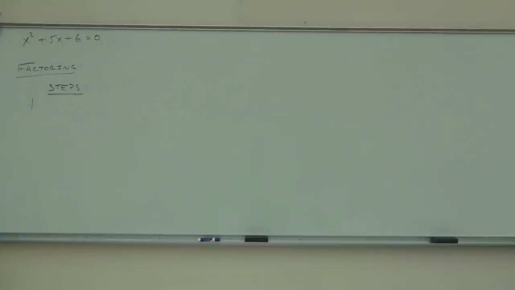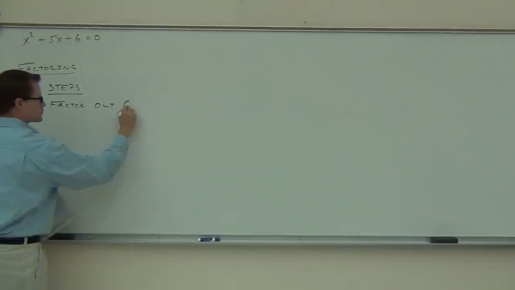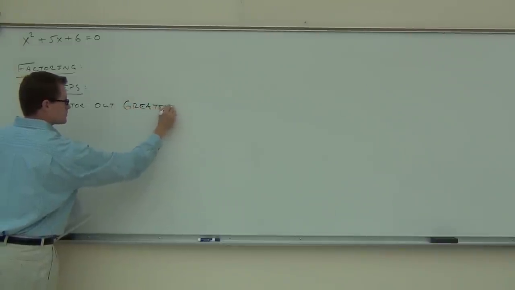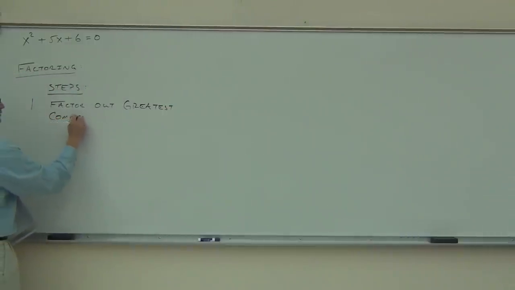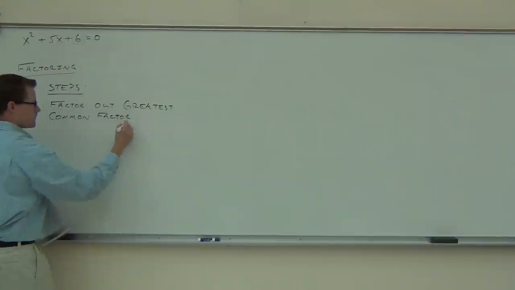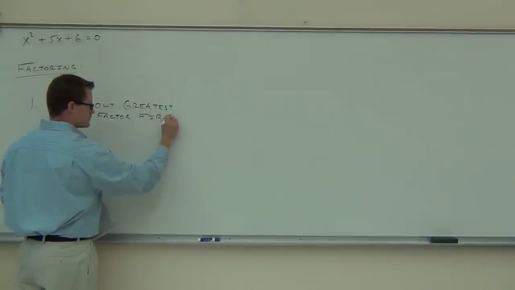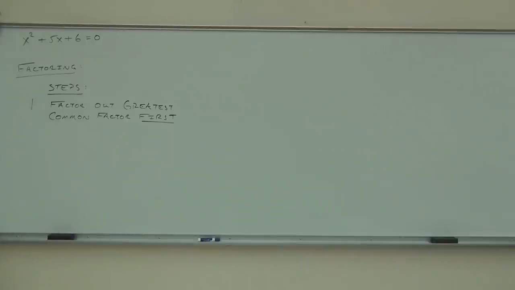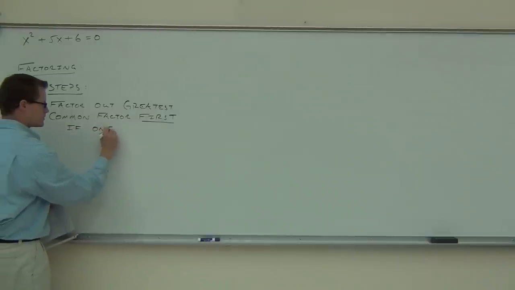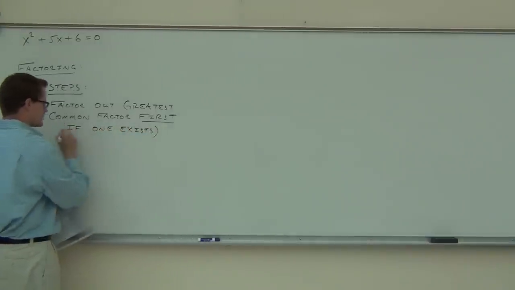Step one is, please factor out the greatest common factor first. Right off the bat, if you have a greatest common factor, get rid of that thing. We'll talk about that in just a second, what that actually means. Factor out the greatest common factor first, before you do anything else. You might not always have one, though, so I'm going to put if this exists. But you always should look for it.